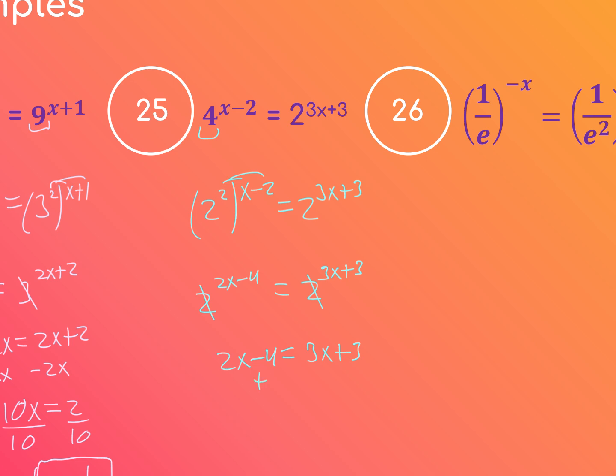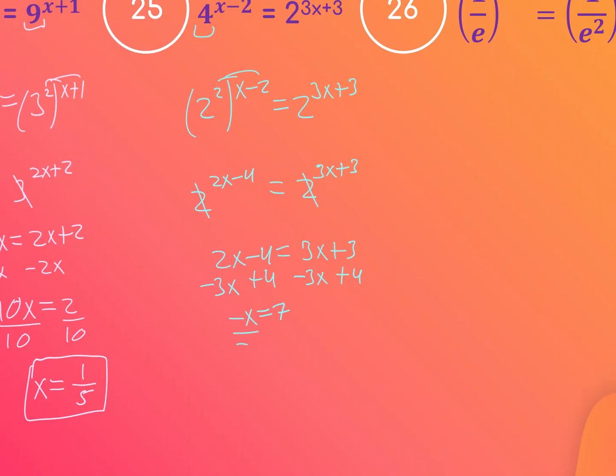All right, I'm going to add 4 on both sides. You can subtract 3x on both sides. And so we get negative x is positive 7. And then so if we get a positive x, we can divide by negative 1 on both sides, and you get x equals negative 7.